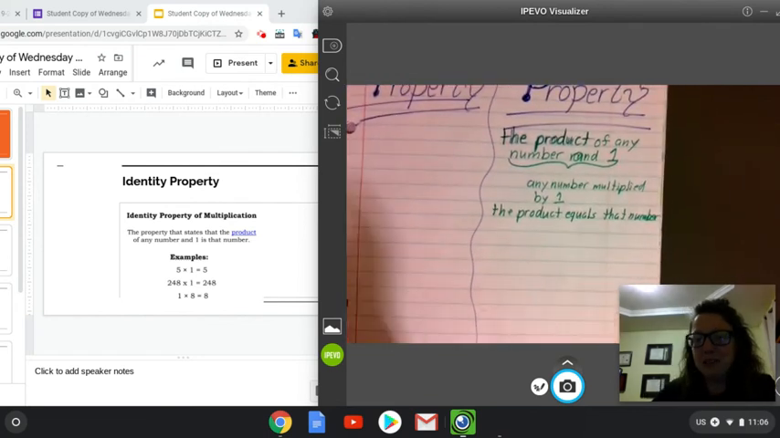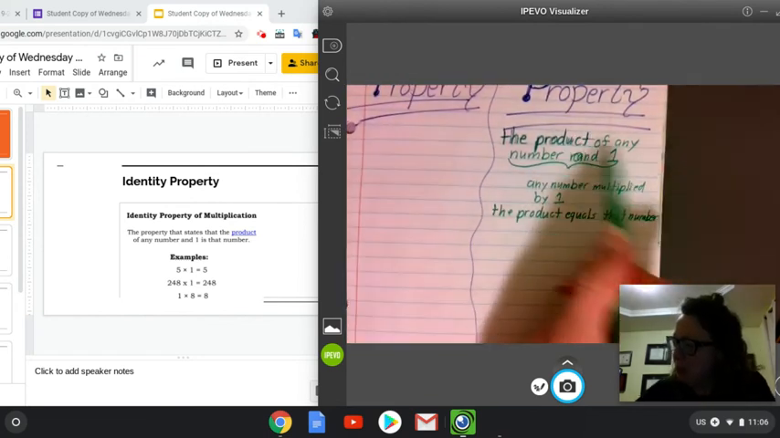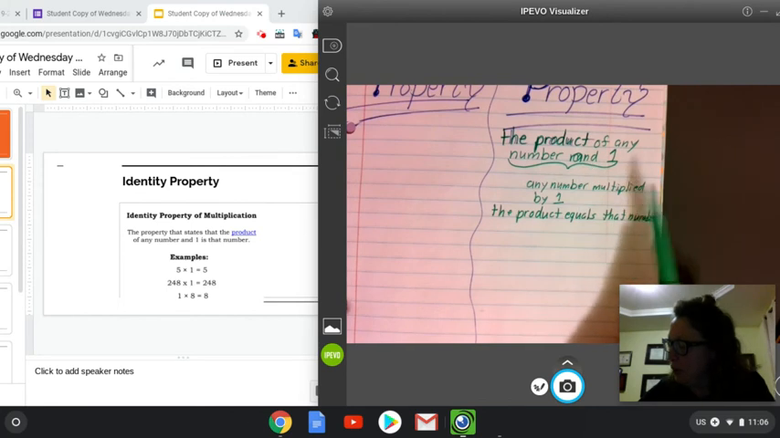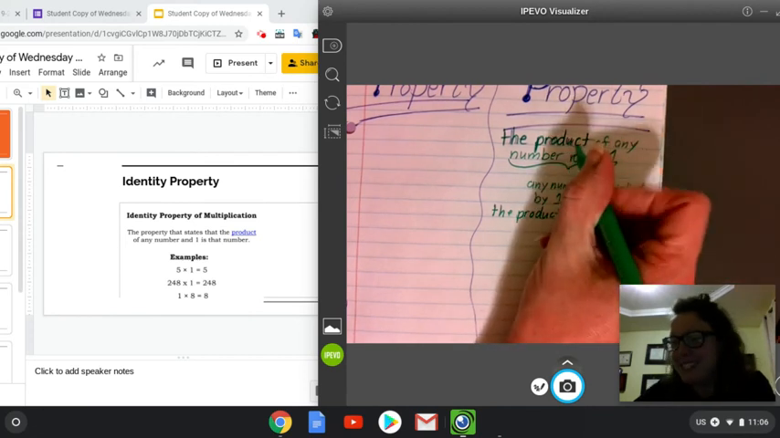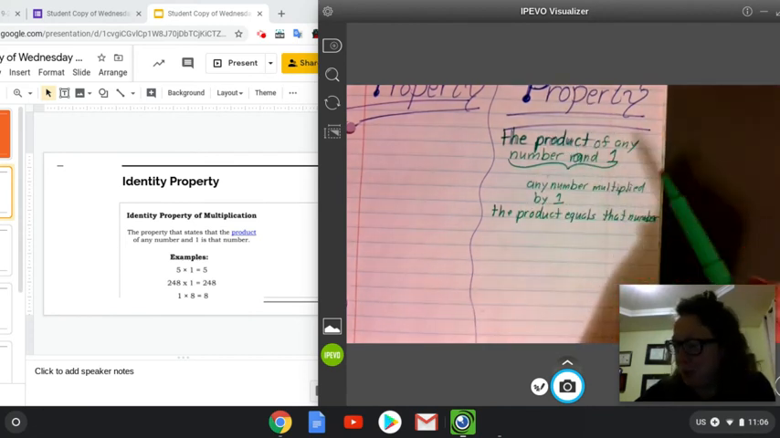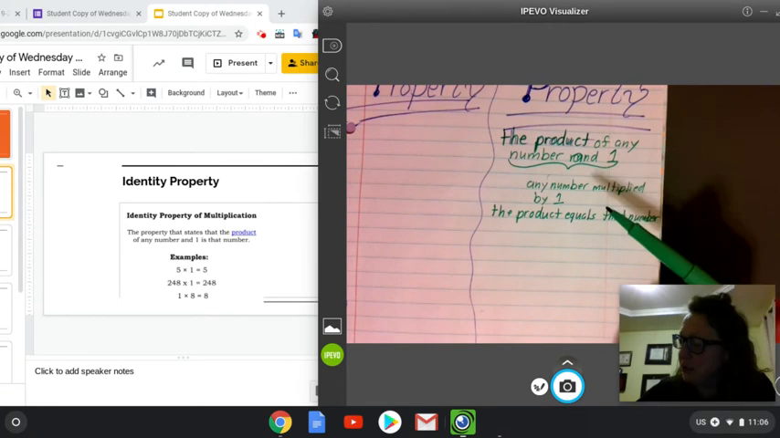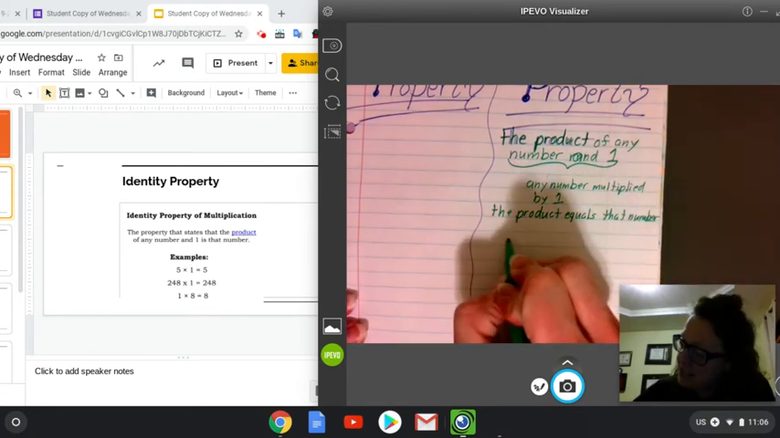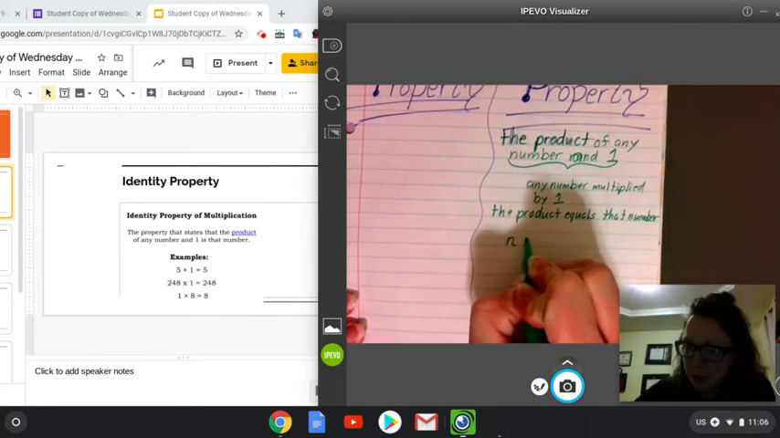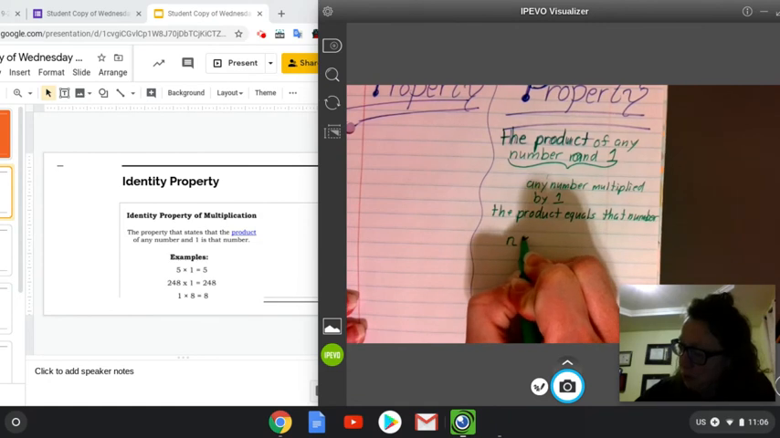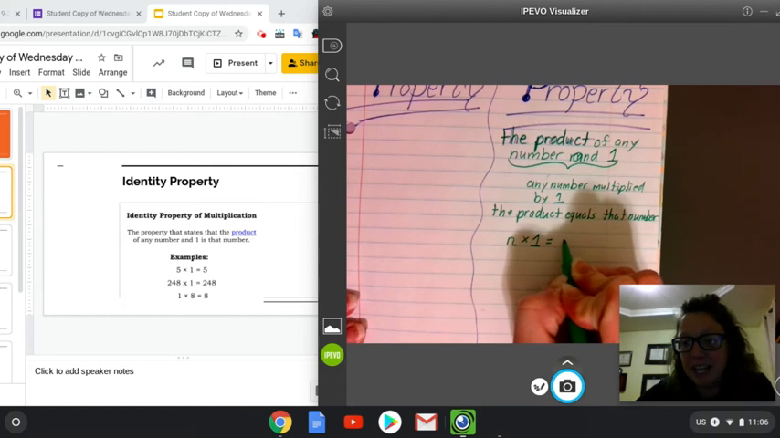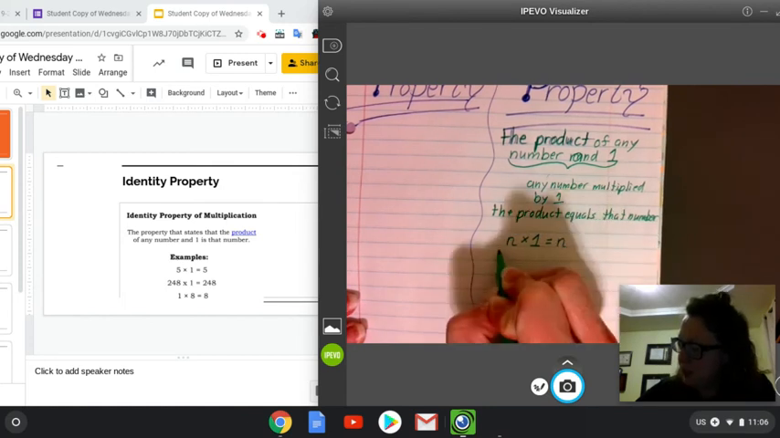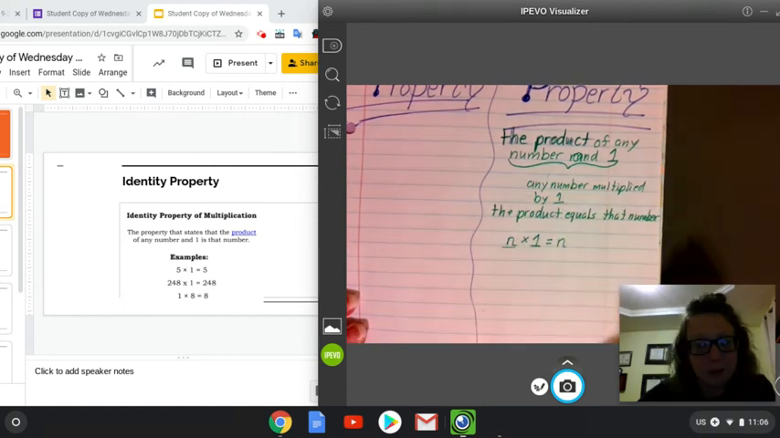All right, so let's break this down. It says the product of any number and 1. So that means what they're talking about, any number and 1, because product is the answer to a multiplication problem. So any multiplication problem that has some number multiplied by 1, my product or the answer to that is going to be that number.